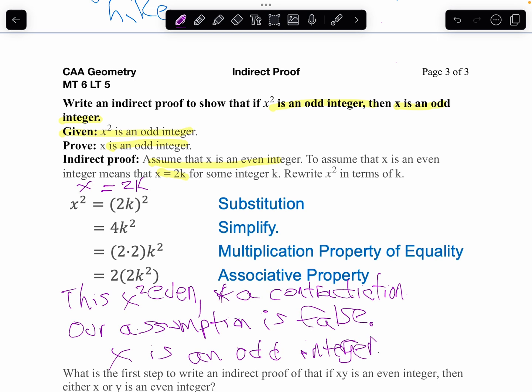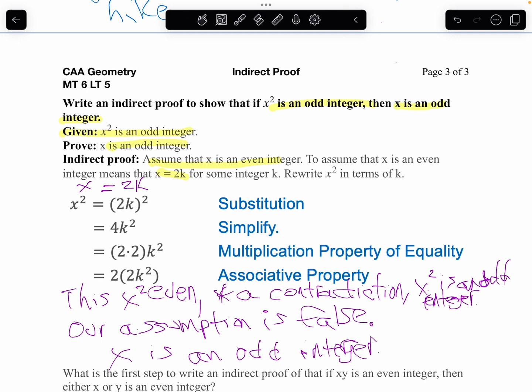Maybe I should have put a contradiction. X squared is an odd integer. Although I don't think you really needed to, I'll put that in here to make it more clear. There's your contradiction, because x squared, which is 2k squared, is now even. And there's your problem.